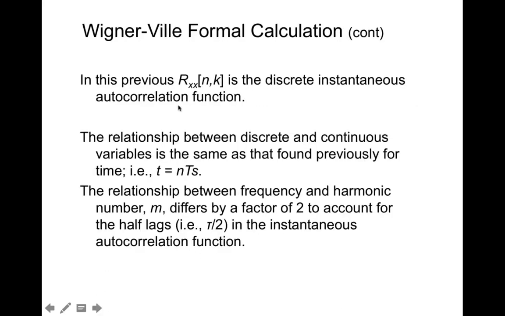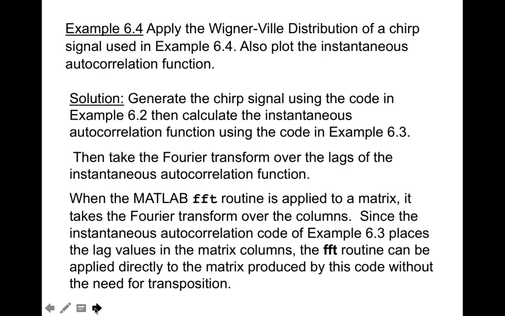So in this previous slide, this instantaneous autocorrelation, Rxx of n and k, is basically the discrete instantaneous autocorrelation function. The relationship between discrete and continuous variables is just like what was found previously. Time t is n times capital T sub s. The relationship between frequency and the harmonic number differs by a factor of 2 because in the continuous function, you're going by half lags, and in the discrete function, you're going by full point lags.